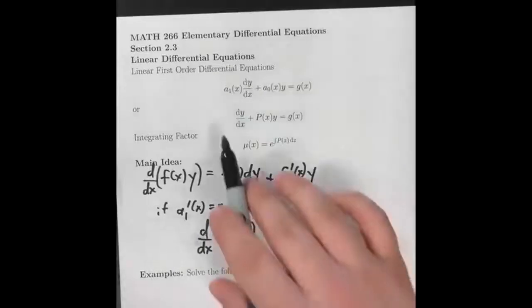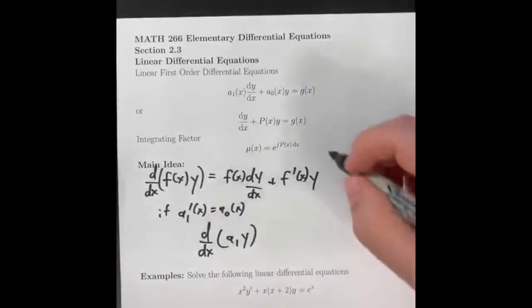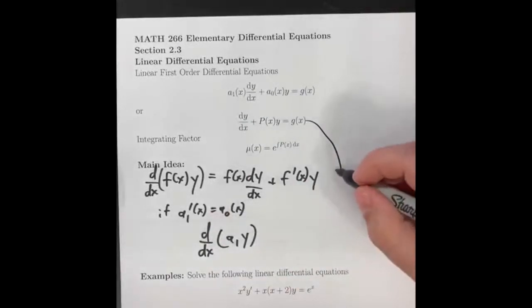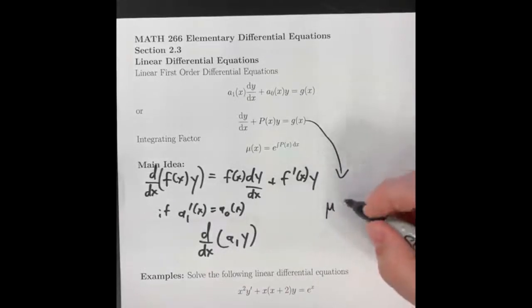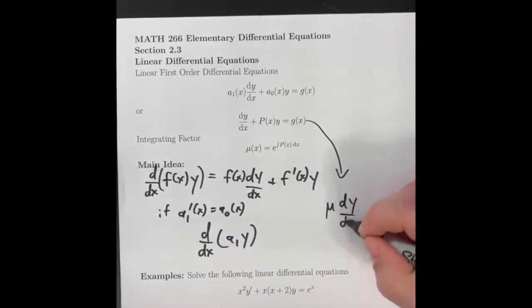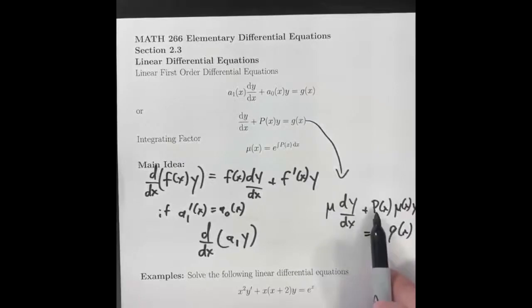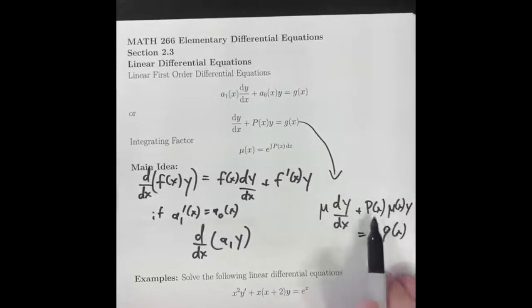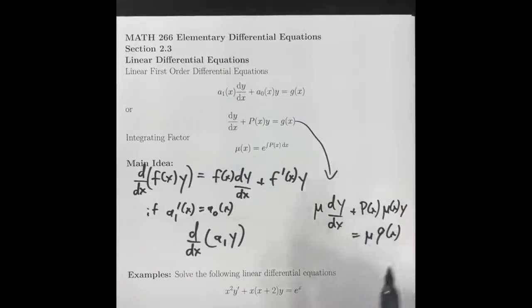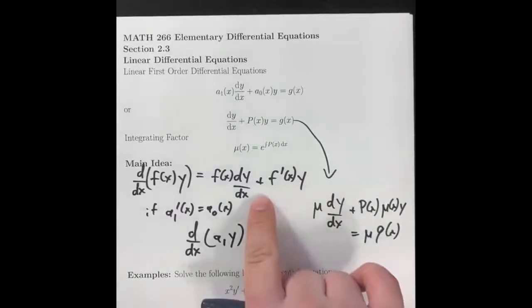And so if you multiply through this second equation here by mu, you get mu dy dx plus p of x mu of x y equals mu times g. And we see that the derivative of mu is p times mu, and so this turns into exactly what I was wanting before. This is exactly this form here of the product.